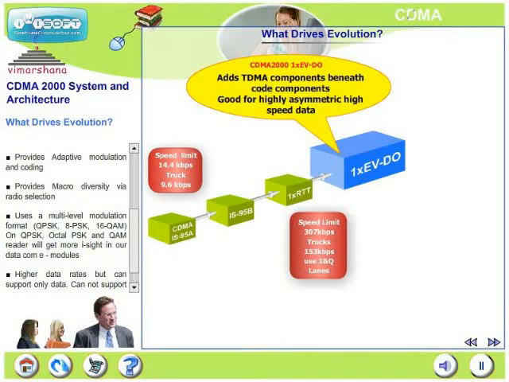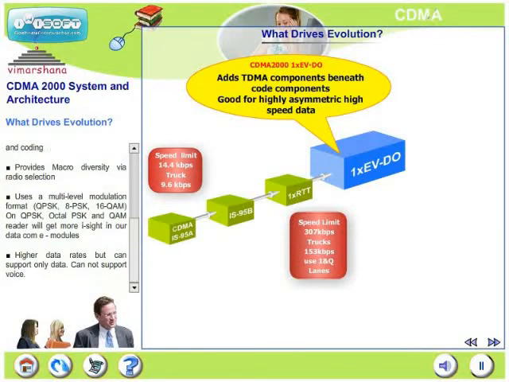It can support high data rates, but it can support only data. No voice support is possible in this. That's a serious limitation, apart from the system being incompatible with the rest of the CDMA flavors.